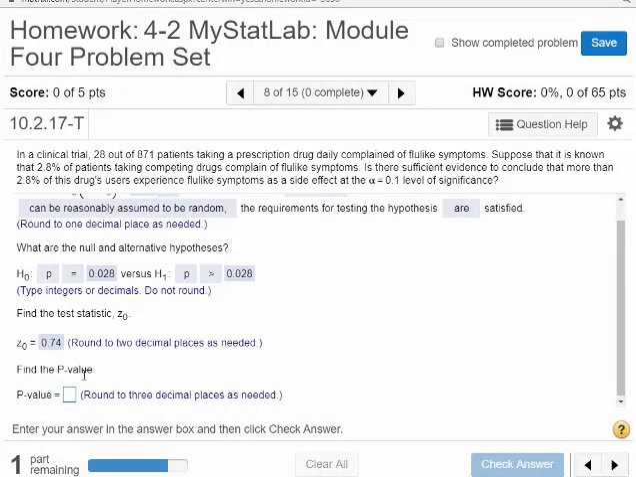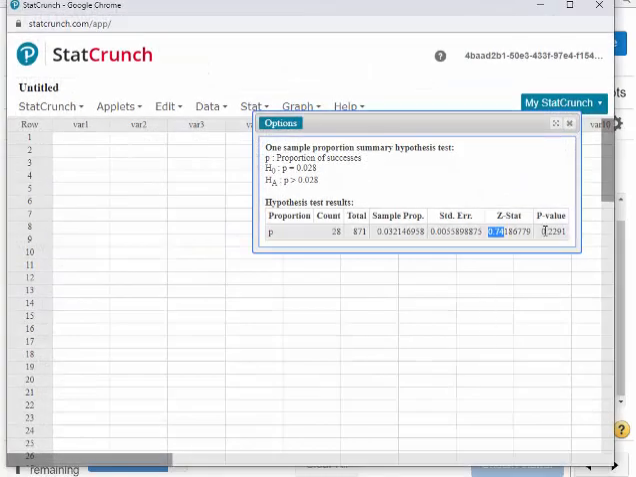Next it says find the p-value, round this to 3 decimal places. Looking here, here's our p-value right here, so it's 0.229.